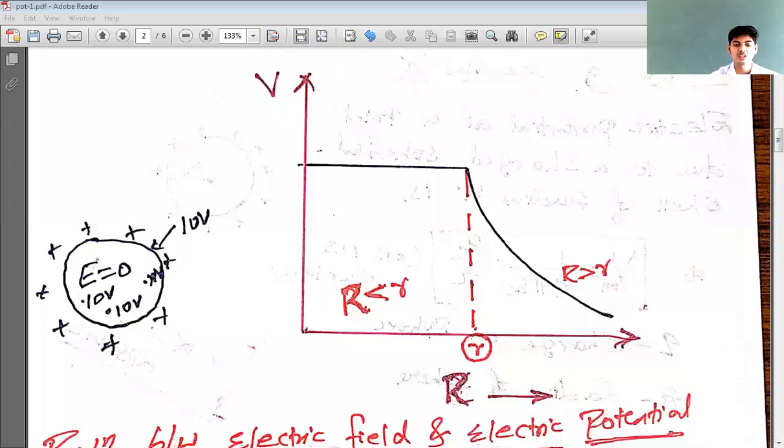This is the variation of electric potential due to a charged spherical shell with distance. Up to the surface of the sphere, potential remains constant and then goes on decreasing. Am I clear with this point?